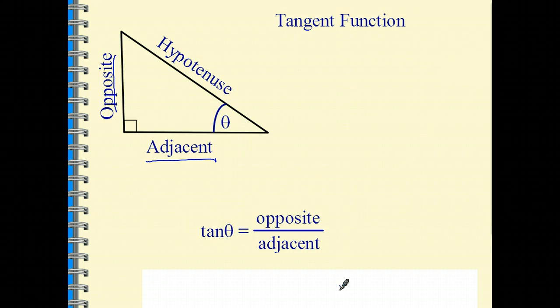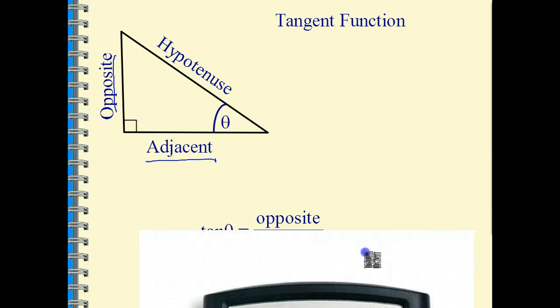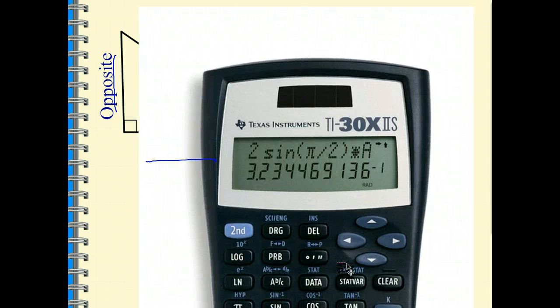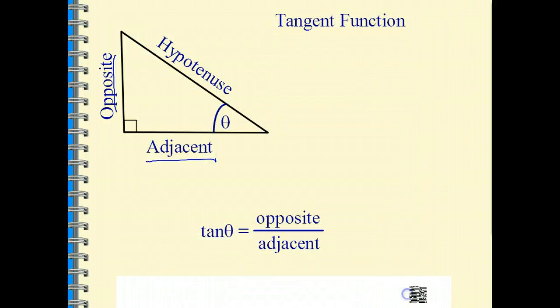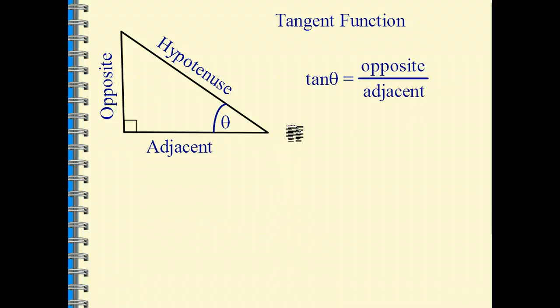Okay, so once again, this is on our calculator. It's that third trig function that you see on the calculator right here next to sine, cosine, then it's tangent, T-A-N. So you type in tangent of some angle, and you get the ratio of the opposite and adjacent sides for that right triangle. So let's look at an example.